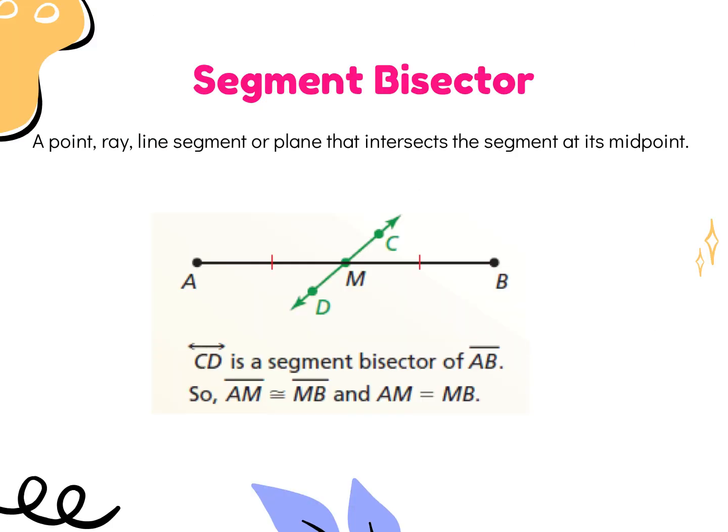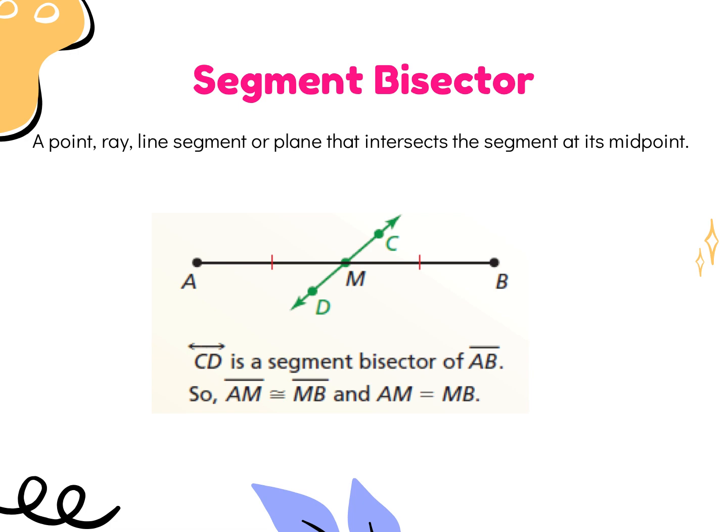Next, we're going to talk about a segment bisector. And a segment bisector is basically going to be splitting a segment. And it can be a point, a ray, a line segment, or a plane that is going to intersect the segment at its midpoint. Now, remember, lines and rays and planes go on forever. So we can never bisect them because we could never find the middle of a line. But we can find that midpoint of a segment.